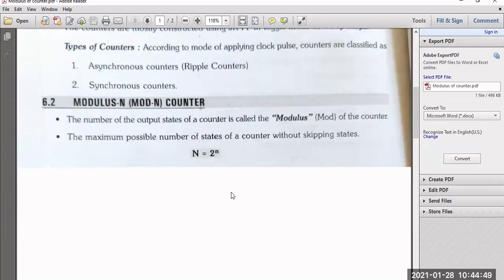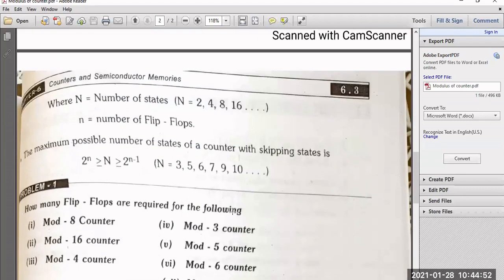So I can give it in this manner. Where N is the number of states, if it is a combination of 2 power n, I can say the formula for the number of states is 2 power n, where n is the number of flip flops or number of bits. If it is a 3-bit counter, then the total number of states generated is 2 power 3, that is 8 states. But whenever the maximum number of possible states of a counter is with skipping states, so an odd number is there, then the formula is 2 power n greater than or equal to N greater than or equal to 2 power n minus 1. This formula you have to remember. 2 power n greater than or equal to N greater than or equal to 2 power n minus 1.